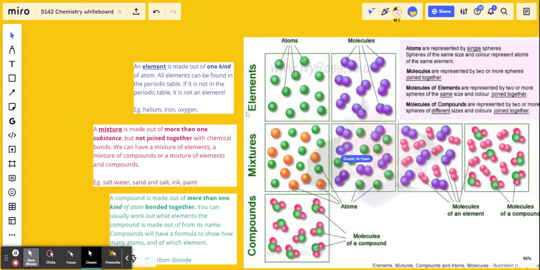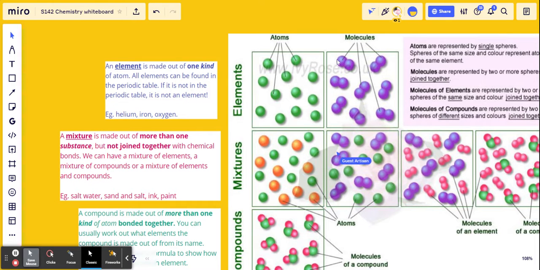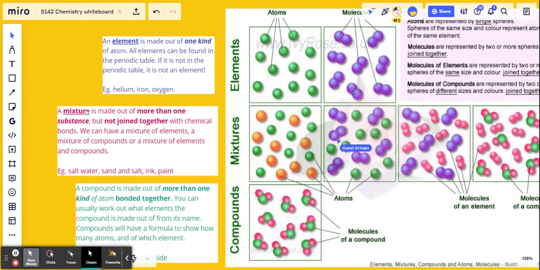Here are some examples of elements, and you can see in these two pictures, one type of atom, one type of atom. Looking briefly at what atoms and molecules are: atoms are just single things, and molecules are groups of atoms that are bonded together. But this is still an element because it's only one type of atom. The key is type or kind. So that's an element.